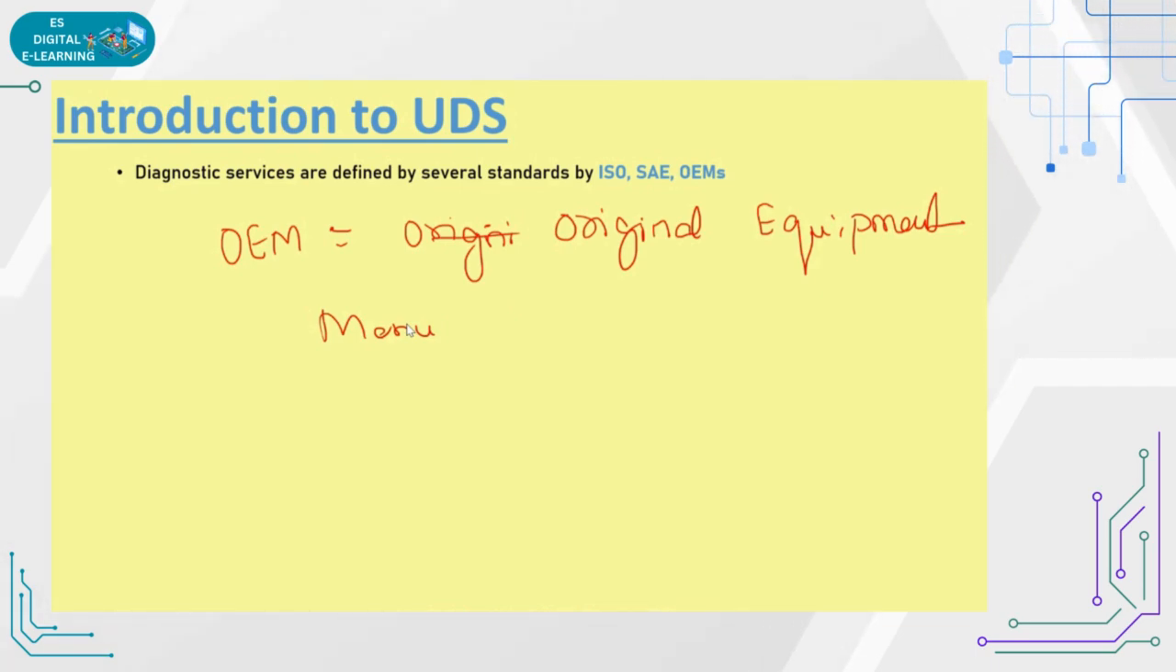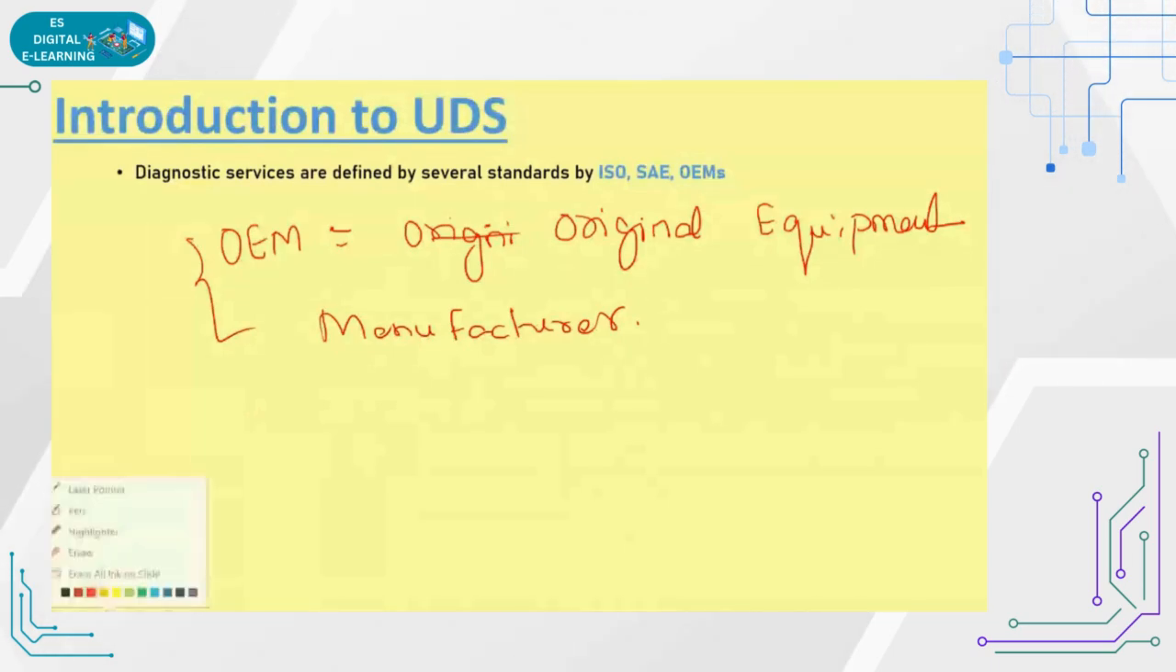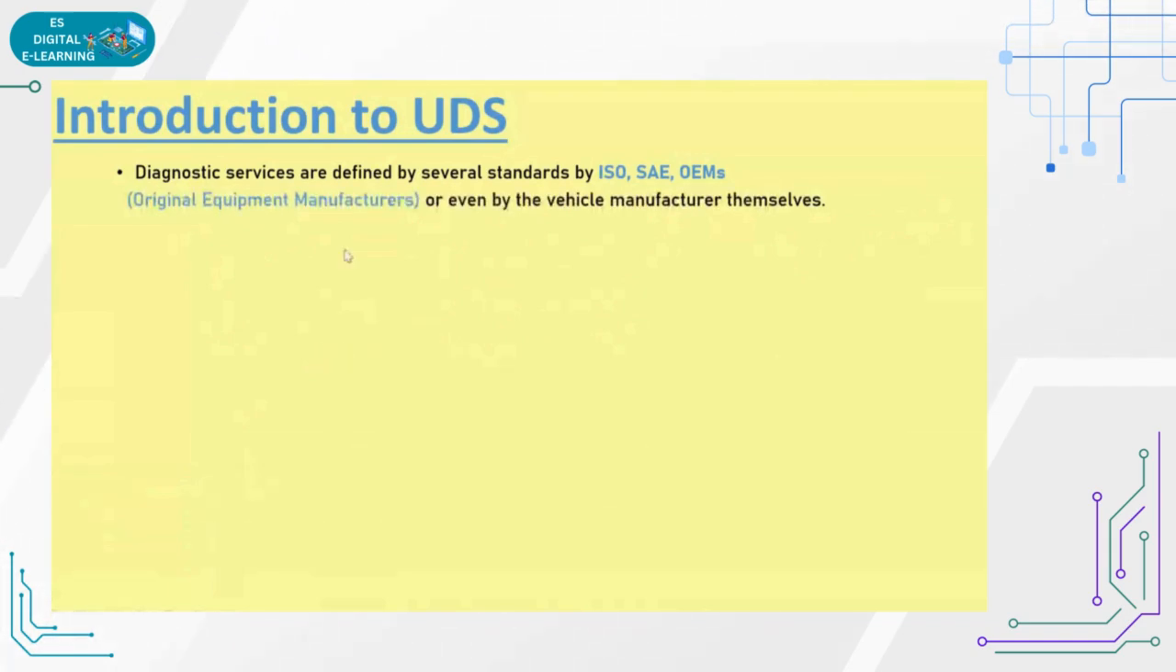And even the cars' designing. Development, so they will do the design on the tools, right? That will be the suppliers. And OEMs are the manufacturers. Okay, so original equipment manufacturers. These are some terms you should remember. So in the introduction, original equipment manufacturers are even the vehicle manufacturers themselves.